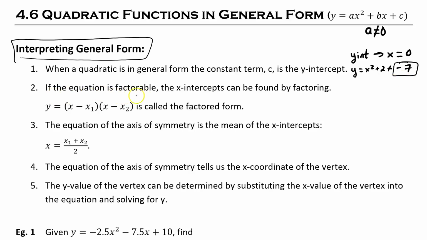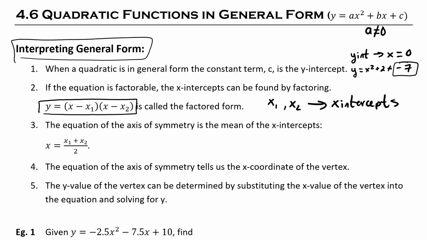If the equation is factorable, okay, the x-intercepts can be found by factoring. And this form right here is called the factored form, because the x1 and x2, they are our two x-intercepts.